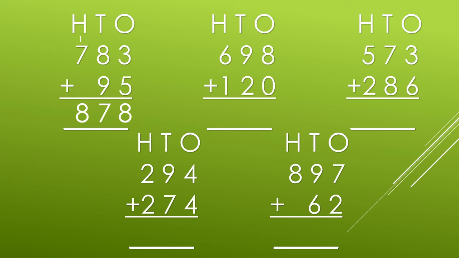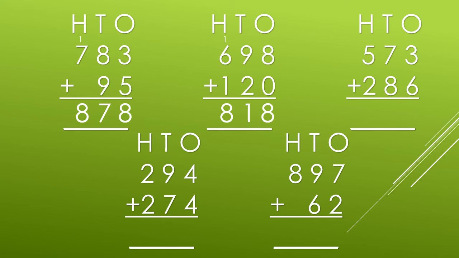Next example, add the numbers 698 and 120. Add ones first. 8 plus 0 equals 8. Write 8 under ones. Now add the tens. 9 plus 2 equals 11. 11 tens means 100 plus 1 ten. So write 1 under tens and carry 100 to hundreds. Now add hundreds. 1 plus 6 plus 1 equals 8. Write 8 under hundreds. So 698 plus 120 equals 818.